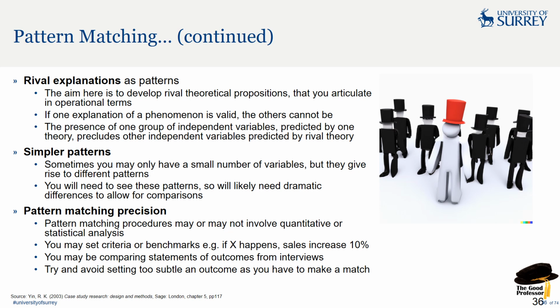When we're looking for precision, well, you may or may not use quantitative or some form of statistical analysis. You might be setting a criteria or a benchmark. If X happens, sales increase by 10%. Like Christmas, you might say, well, my proposition is Christmas increases sales. Well, you should see that. You may be comparing statements or outcomes from interviews. Try and avoid setting too subtle an outcome, as you've got to make this match. So make it strong and generic. If X happens, then you get Y.